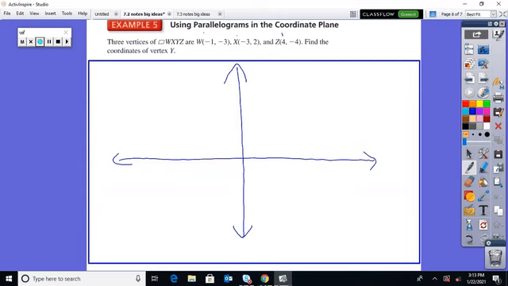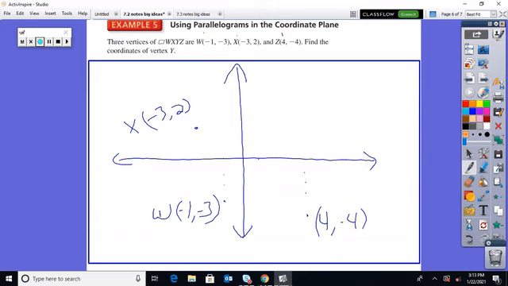So W is at -1, and you're just obviously approximating here. So -1, -3, there's your W. X is at -3, comma 2, so it'll be over here somewhere. That's X. And then Z is at 4, -4. So now think about what we're dealing with here. We've got that situation. So the fourth point is going to be over here somewhere to make this thing a parallelogram.